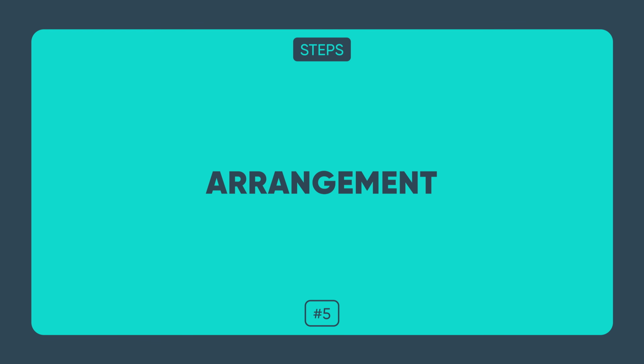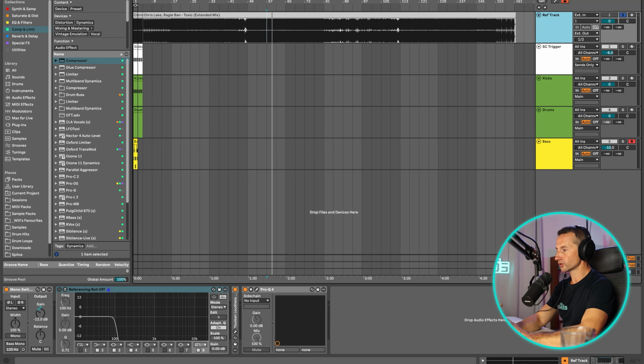The next stage, step 5 of this system, is the arrangement. So you've got a loop that sounds great, maybe 4 or 8 bars. I know that you know what that's like, but now you need to take it into a full arrangement. This is when you can also use your reference track to help you map out the arrangement.